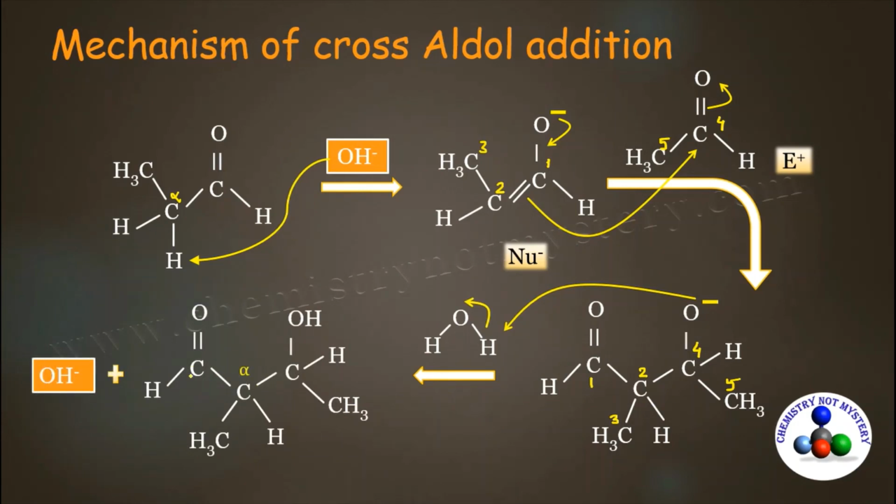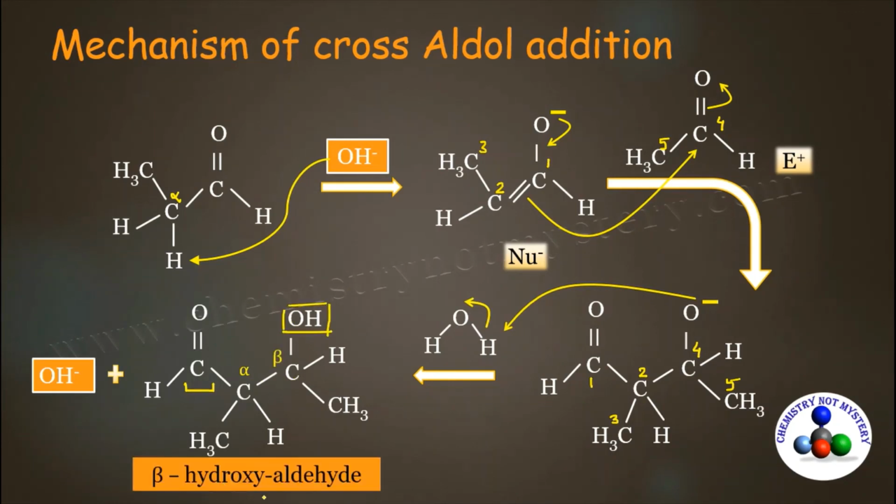Here aldehyde is the primary functional group and the carbon next to it will be the alpha carbon and the carbon next to alpha is the beta carbon. Here the hydroxy group is bonded to the beta carbon. So this beta hydroxy aldehyde will be formed.